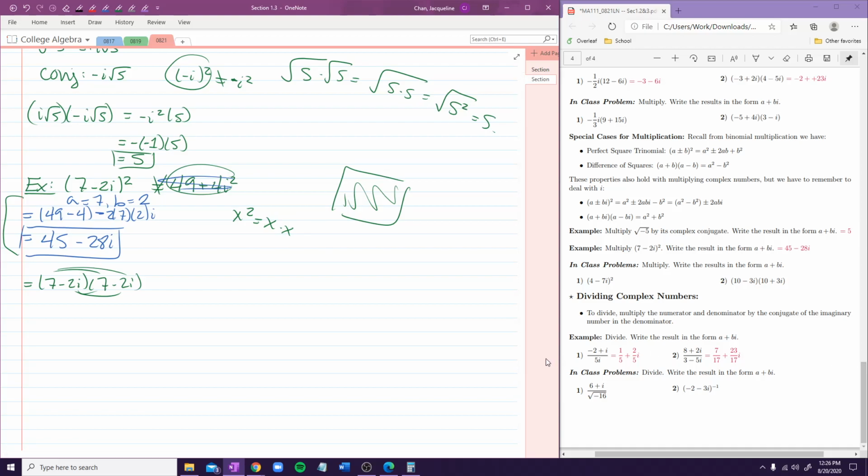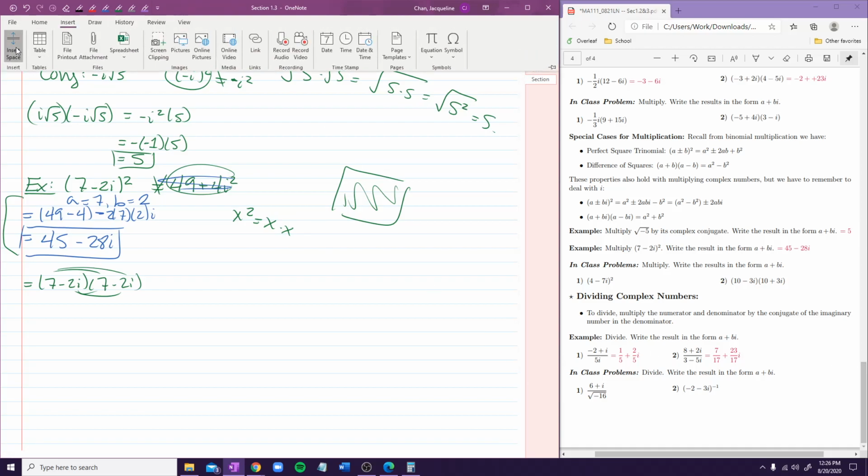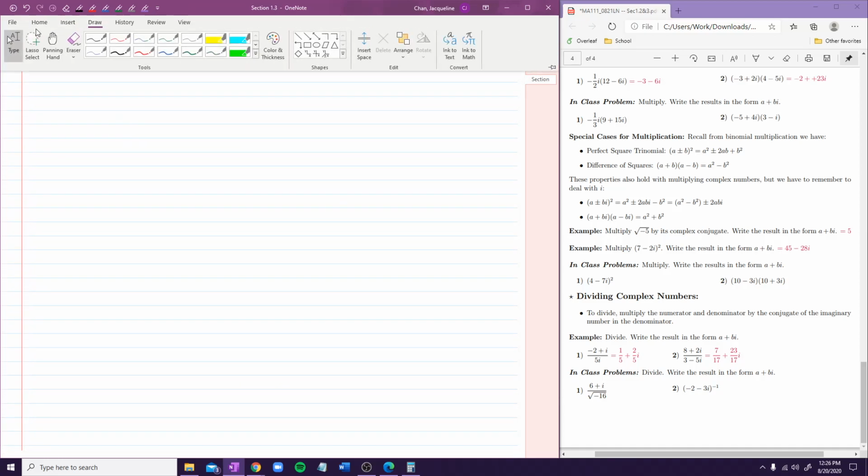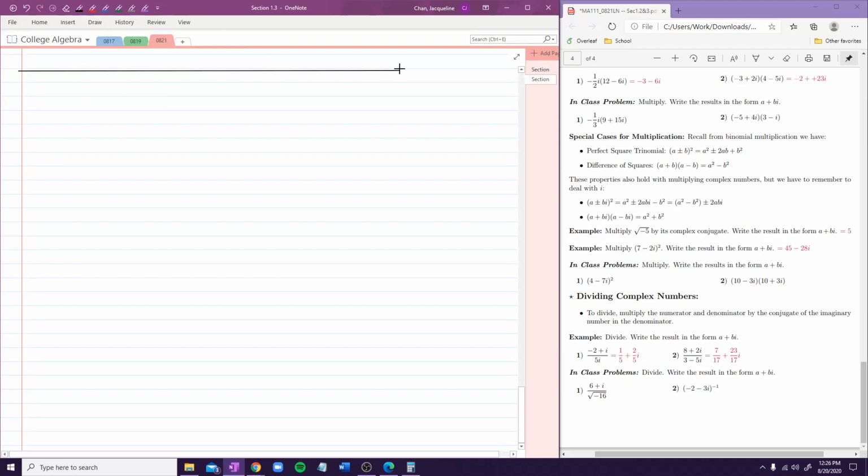Right? Lastly, we have to talk about dividing complex numbers. You'd think I know where this line is by now. Alrighty, dividing complex numbers. So to divide a complex number, we're going to multiply the numerator and the denominator by the conjugate of the imaginary number in the denominator. Right? So what do I mean? Let's do an example.